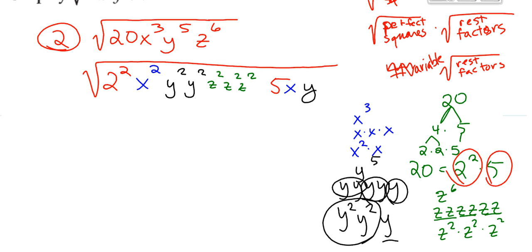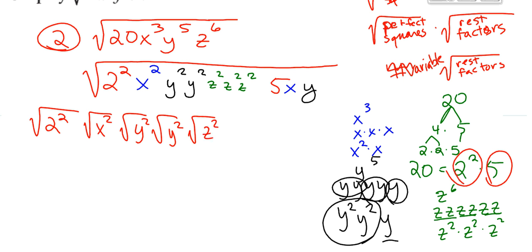Now I'm going to take all of these perfect square factors and write them as individual square roots, and then this one, that square root of 5xy, that's going to stay just kind of in the back there. So let me take a minute and do that. So this is going to be the square root of 2 squared times the square root of x squared times the square root of y squared times the square root of y squared times the square root of z squared times the square root of z squared times the square root of z squared times the square root of 5xy.